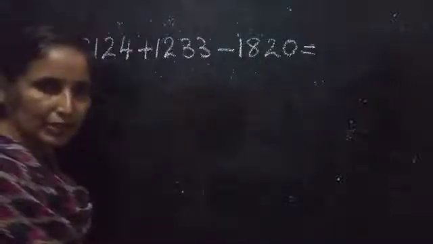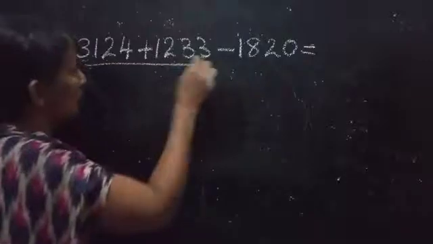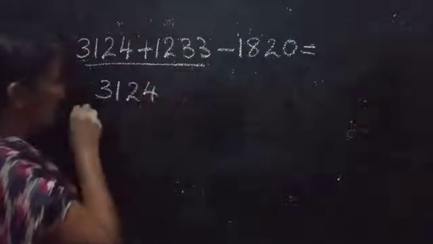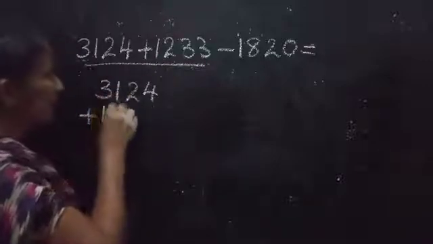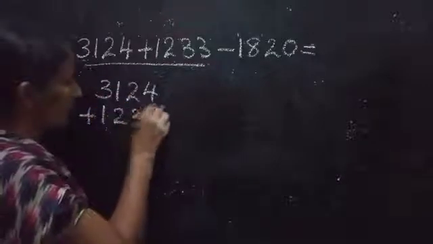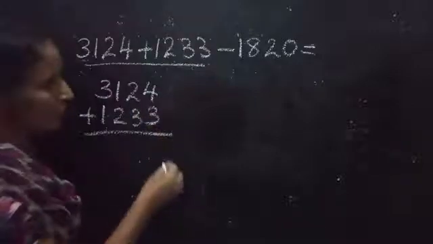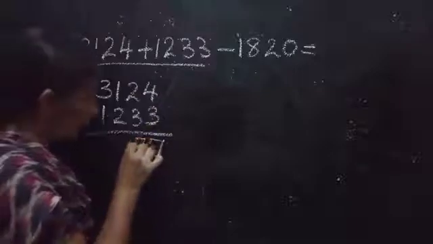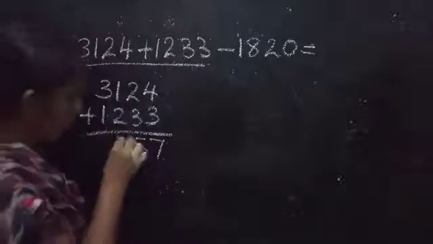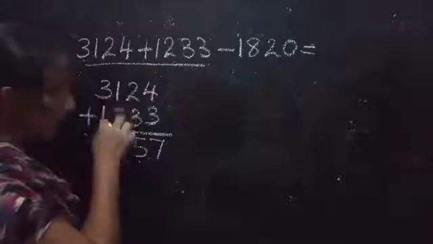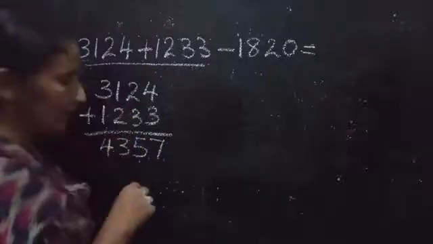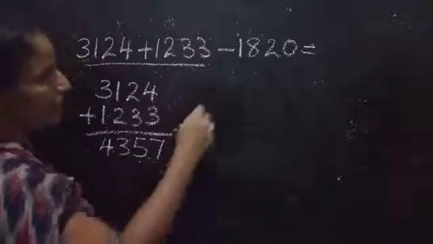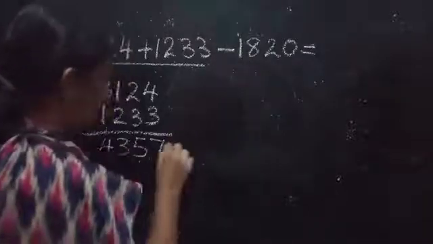In such cases, what do you have to do? First, you have to add these 2 numbers. That is 3,124 plus 1,233. Add these 2 numbers. 3 plus 4, 7. 2 plus 3, 5. 1 plus 2, 3. 3 plus 1, 4. What is the answer you got? 4,357. And then we have to subtract this number from here.